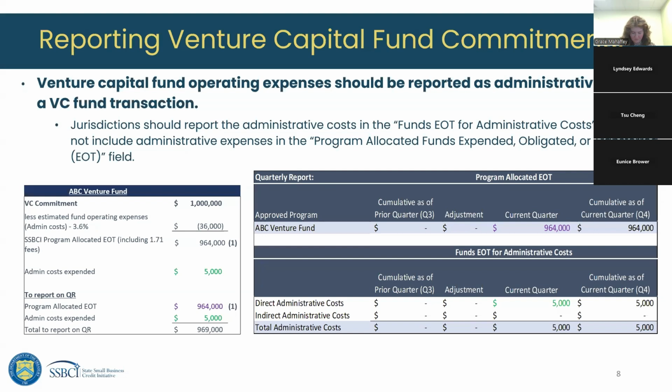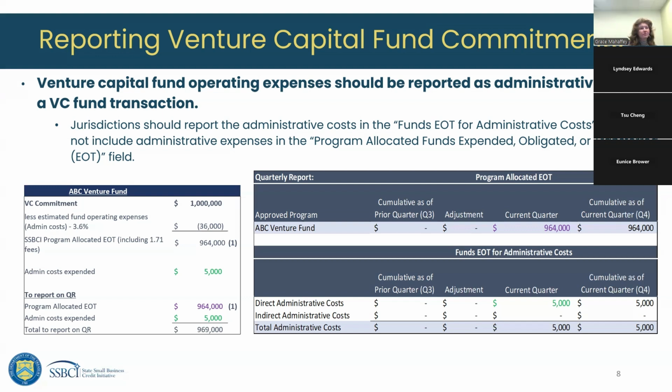So this ABC Venture Fund has a total commitment of $1 million. The $1 million commitment is comprised of $36,000 in budgeted operating expenses, plus $964,000 for the program, including the 171 fees. Additionally, the ABC fund expended $5,000 of the total $36,000 budgeted operating expenses for SSBCI's share of the fund formation costs. So how do we report this on the quarterly report?